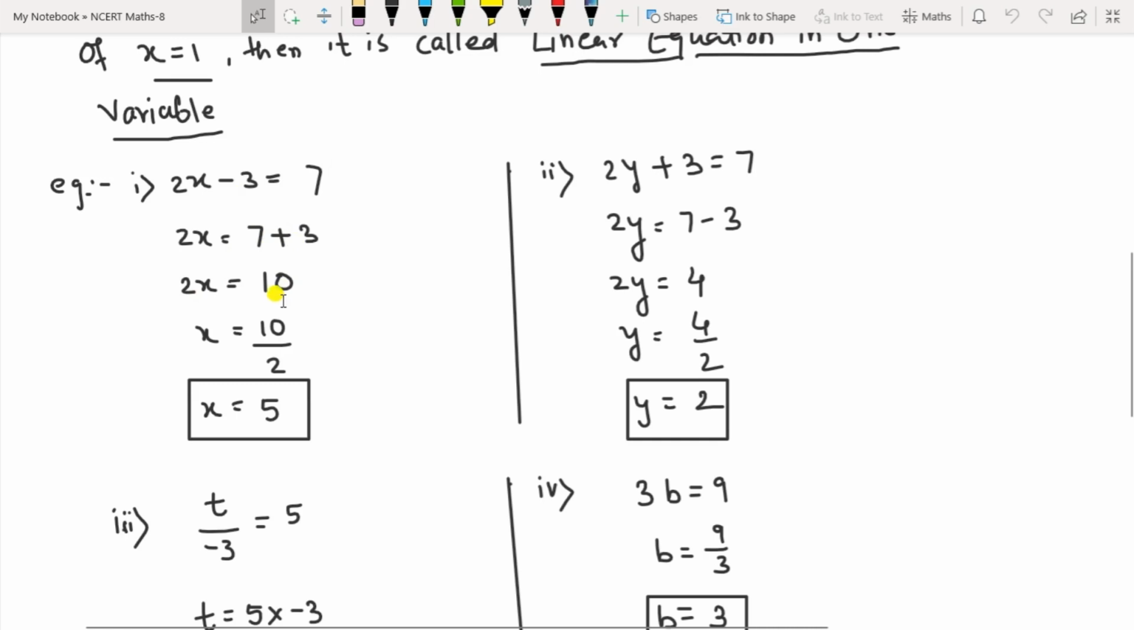Now 2 is multiplied by x, but we want only x. So we will divide here. So 10 upon 2, the answer is 5.